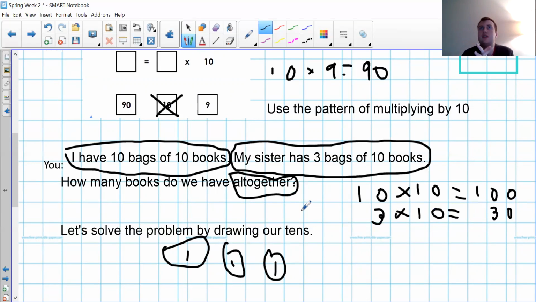Then it says put them all together. So I'm not going to times them. When we say put something all together, that means adding them. Okay, so I need to do 100 add 30.